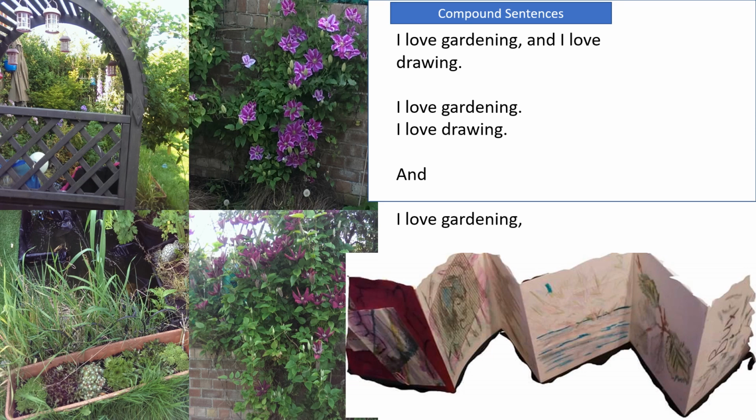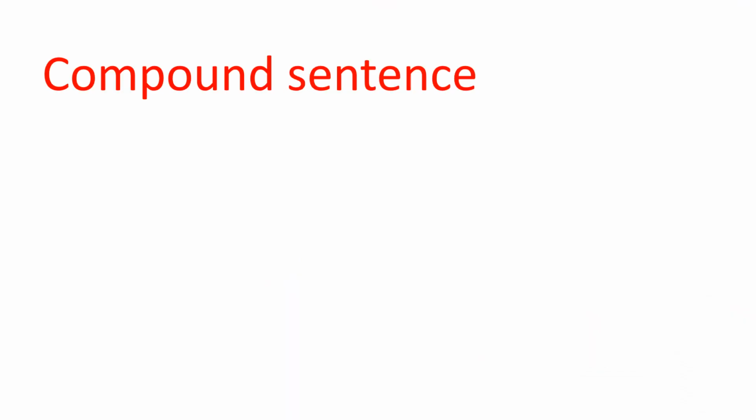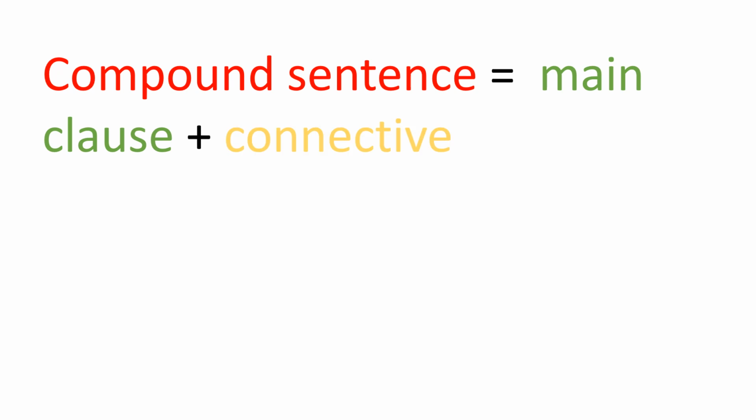So you need three parts. One main clause, one connective, a second main clause. Now this is very important because main clause means that it could stand alone as a sentence. It's not a compound sentence unless two parts could be simple sentences and the connective is in the middle. Compound sentence then, main clause plus connective plus main clause.